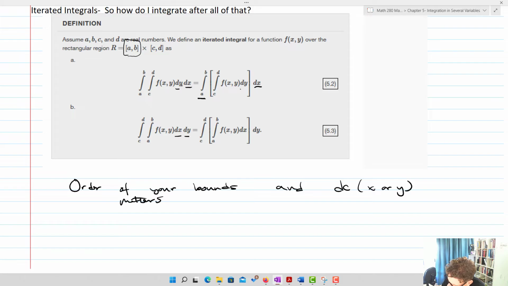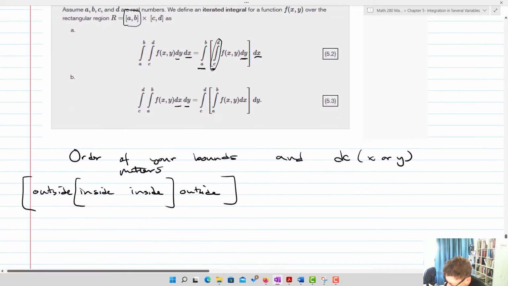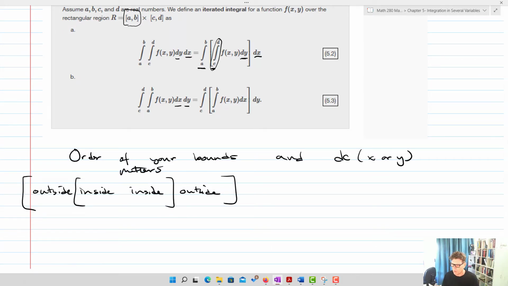If I do dy first, because I do the inside first, then I'm going to have my bounds for dy on the inside. So you basically think of it as inside, inside, outside, outside. We've got an integral with insides, and then an integral with outsides. It doesn't always matter. Most of the time, it's not going to matter whether you do dy first or dx first, as long as you put the bounds first.